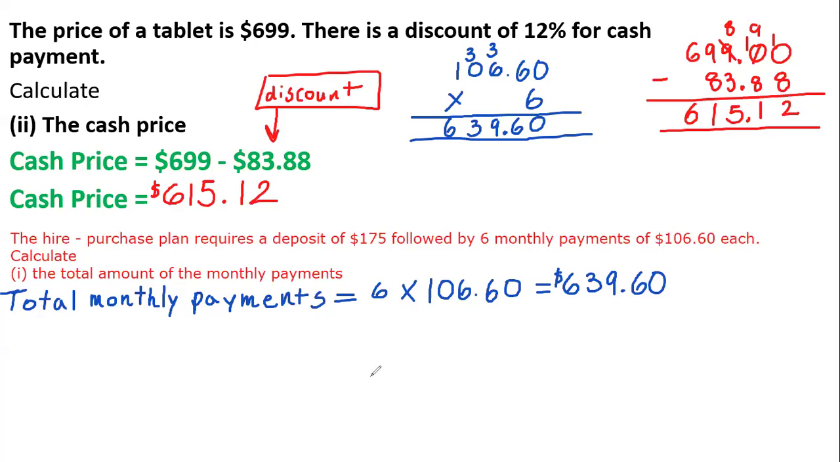All right. Do y'all understand how I get the total monthly payments? Yes, sir. How did I get the total monthly payments? You times the 6 by 106.60. Very good. So it's going to be $639.60. Okay, let's move on.